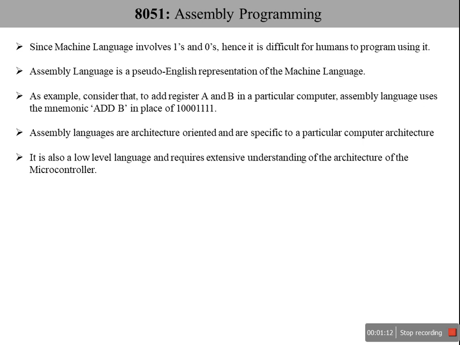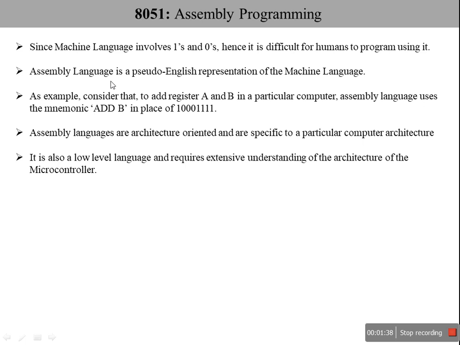What is a machine language? As I discussed in the previous tutorial, machine language is a set of ones and zeros meant for a particular operation. Since machine language involves a set of ones and zeros, it is difficult for a human being to remember, and it is very difficult to program using this. Hence, there is an alternative, assembly language.